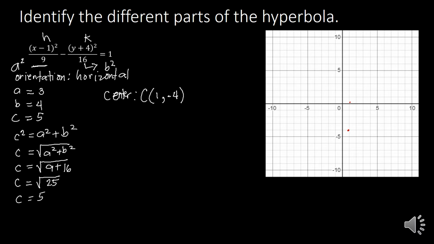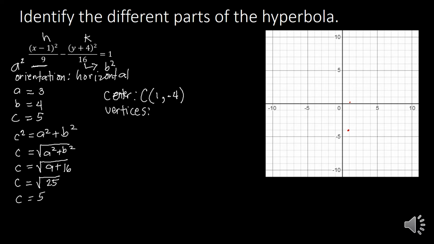Once we're done with the center, we are going to identify our other parts. Now the other parts: we've got the vertex, or the vertices. Since this is a hyperbola, we will have two vertices here. Now the vertex will always be associated with our a.